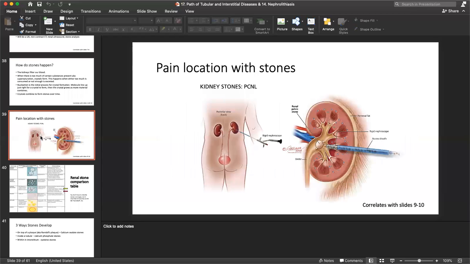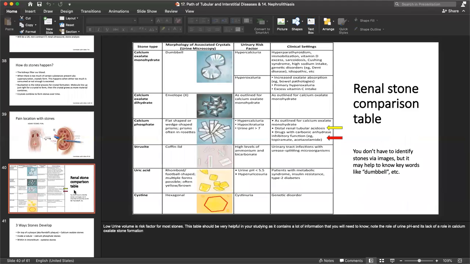Here's our pain location. Kidneys. They don't really hurt in the kidneys, but they may have CVA tenderness, but all the way down here, they're going to have pain. Okay. Here's some pictures. You don't really need to know these pictures, but still.